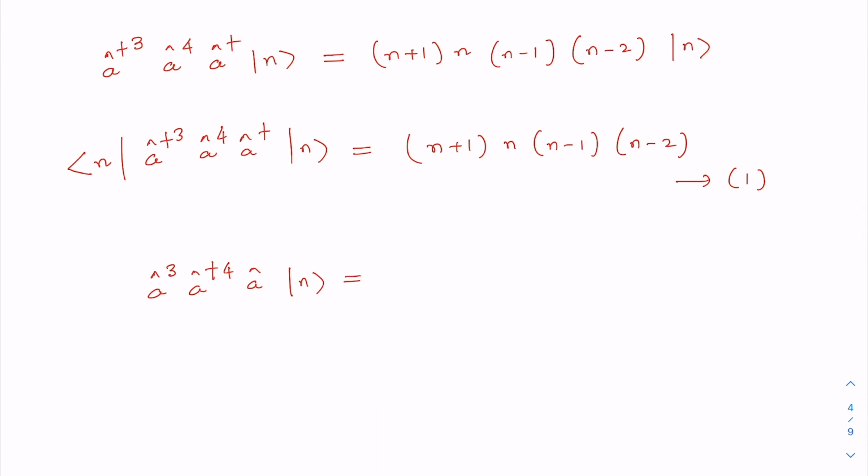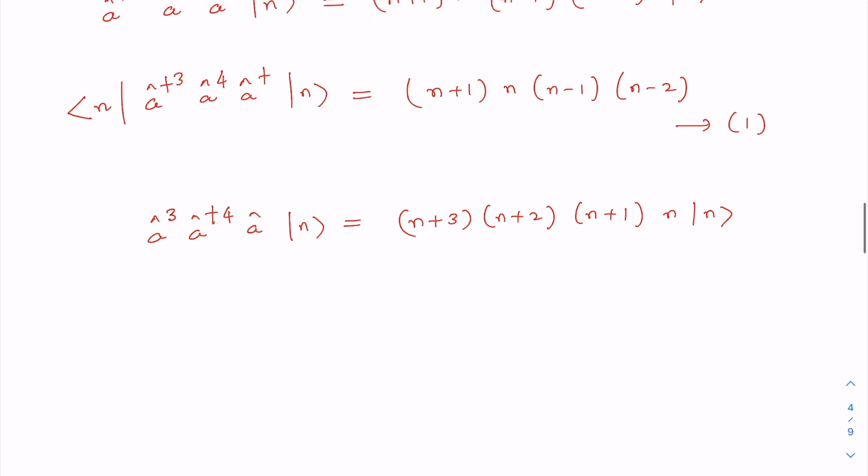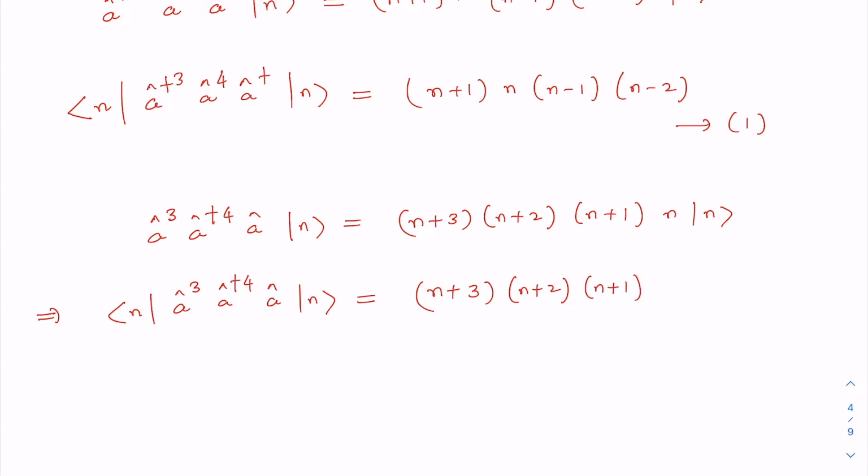If you work it out, you will get n plus 3, n plus 2, n plus 1, n. And from here, if I multiply it by bra n, then I will get a cube, a dagger to the power 4, a ket n, that would be equal to n plus 3, n plus 2, n plus 1 into n, because we know that this is equal to 1. Let us say this is my equation number 2.